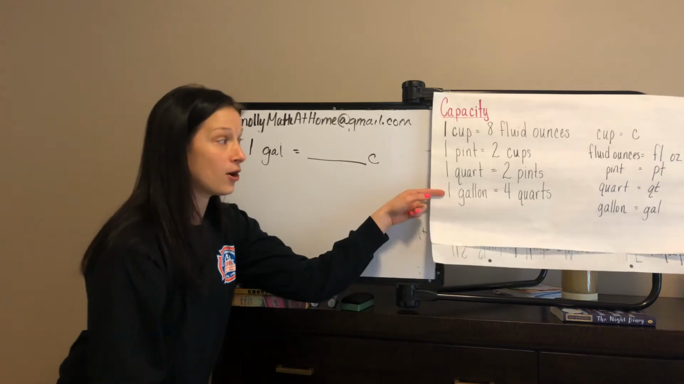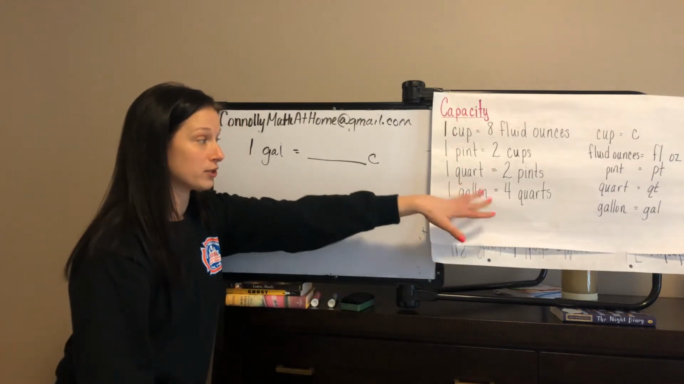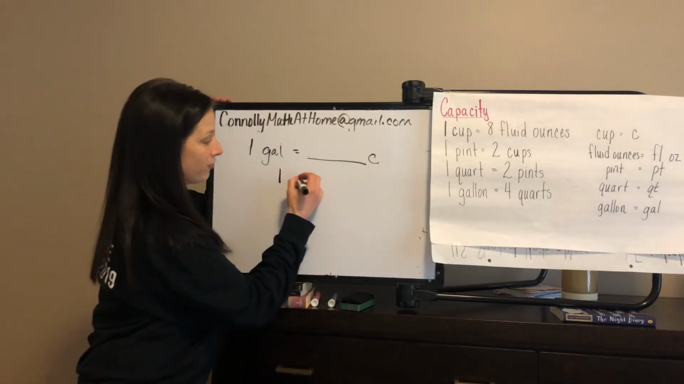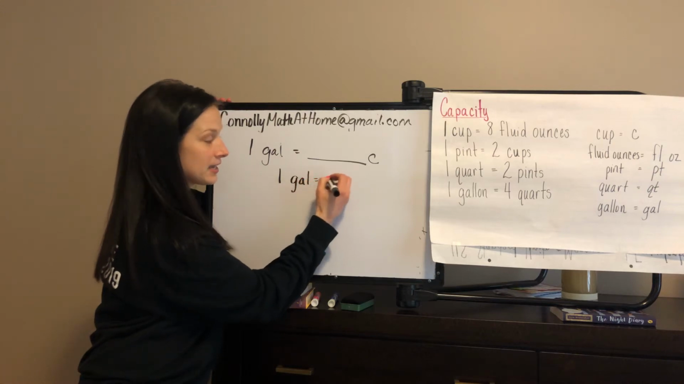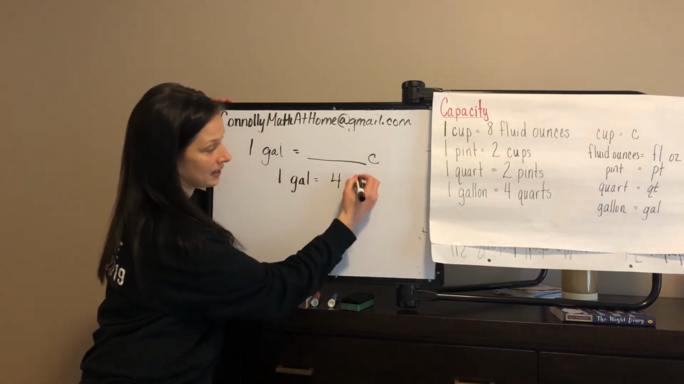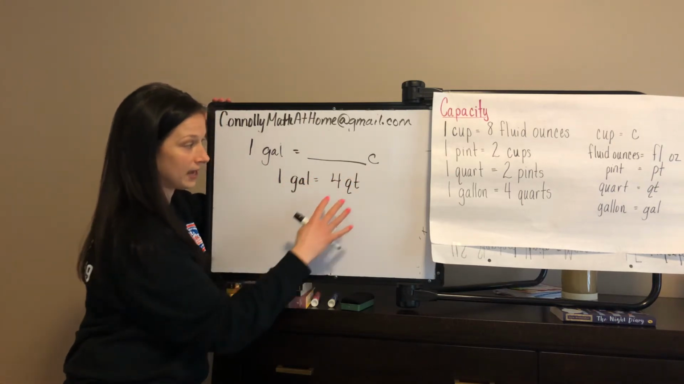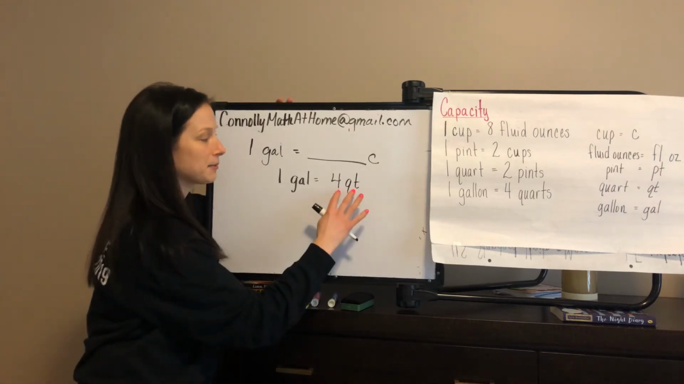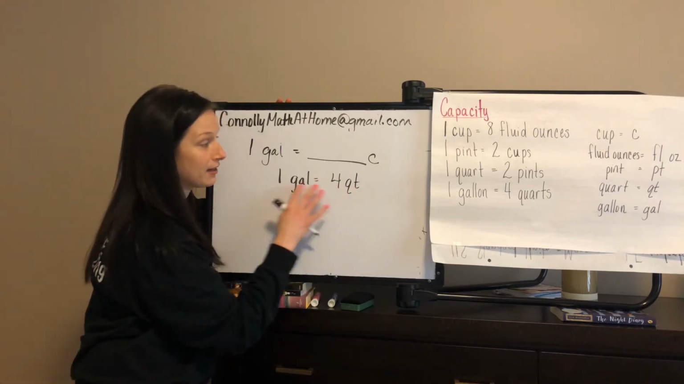So I know that 1 gallon is the same as 4 quarts. So I have 4 quarts. It's the same exact measurement. Okay, same amount. Sorry, not same measurement. Same amount. If I have 4 quarts, I have 1 gallon.